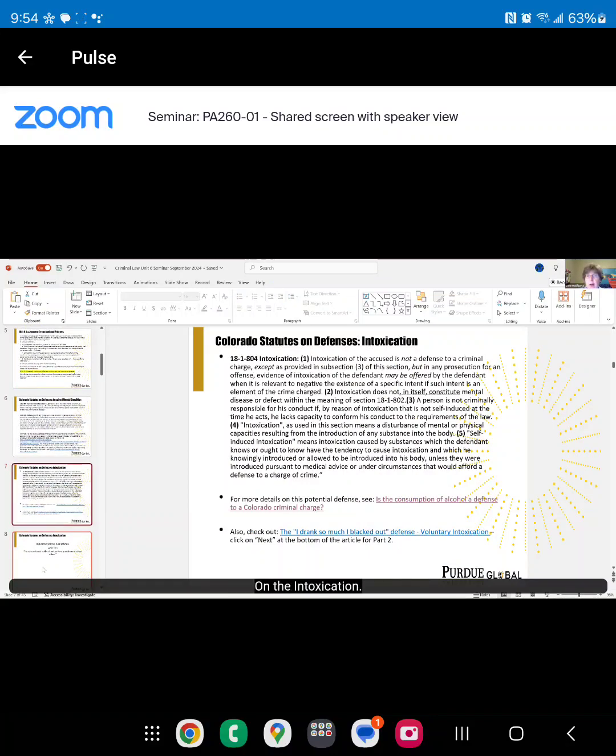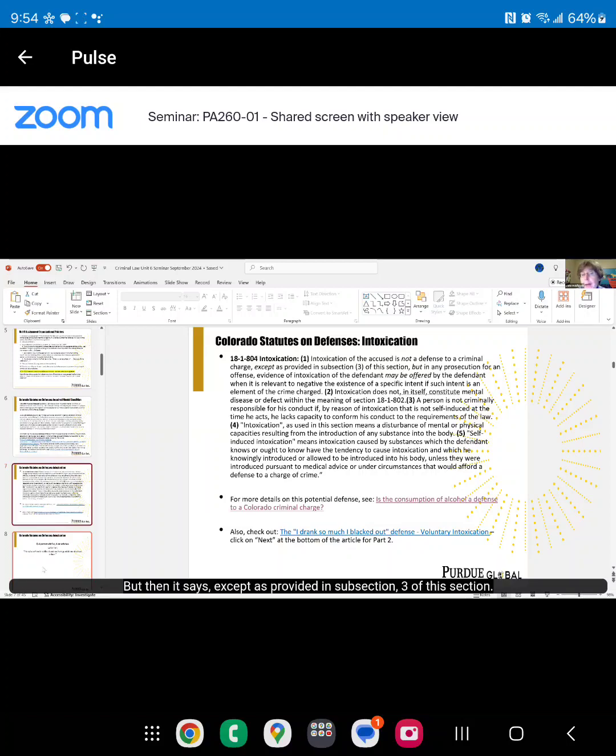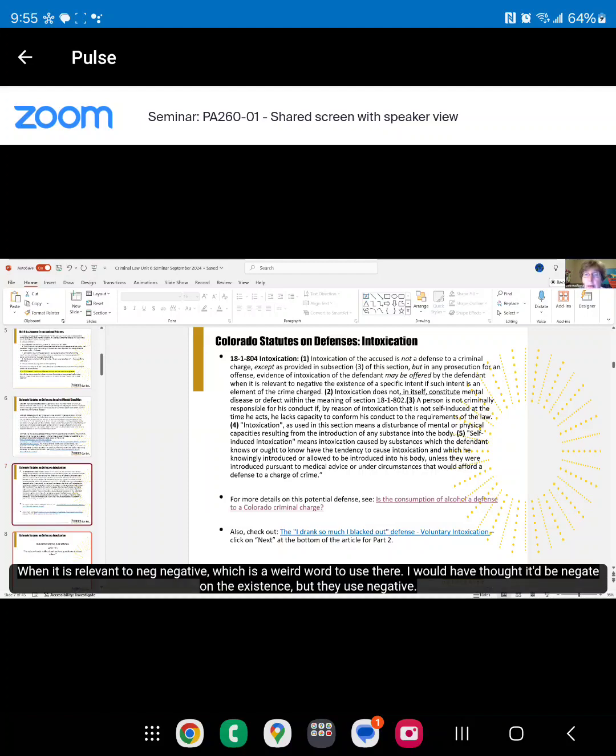On intoxication, this one is tricky because it starts off by saying intoxication of the accused is not a defense to a criminal charge. But then it says except as provided in subsection 3 of this section. In any prosecution for an offense, evidence of intoxication of the defendant may be offered by the defendant when it is relevant to negative, which is a weird word to use there. I would have thought it would be negate the existence, but they use negative, of specific intent.